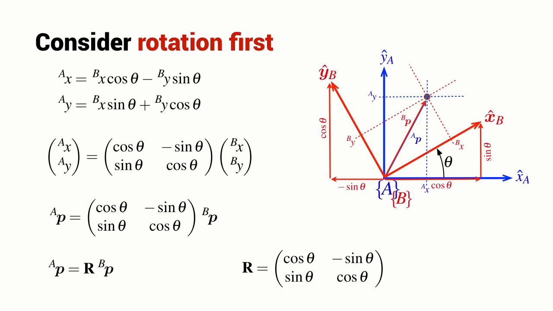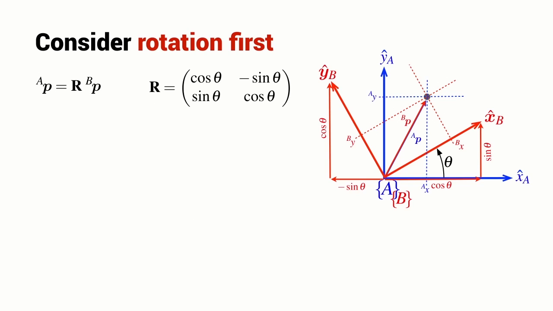We can make the expression even more concise and write it like this. And we introduce the symbol R to represent a rotation matrix. This is a very concise way of representing the relationship between two vectors in different coordinate frames, and they are related by a rotation matrix R.